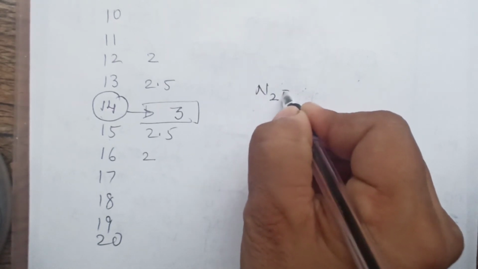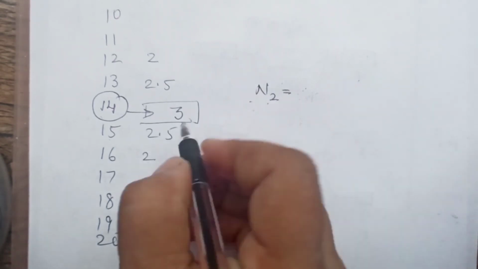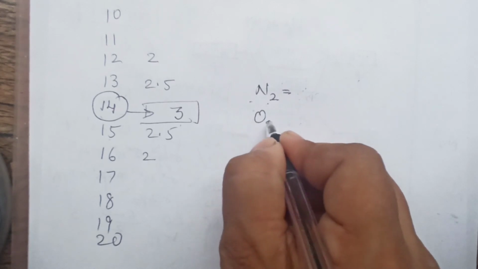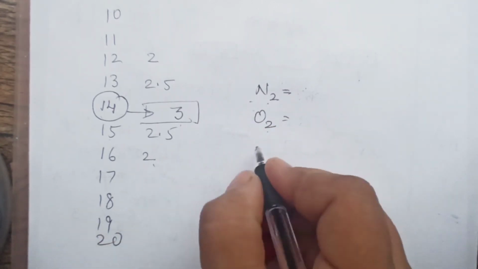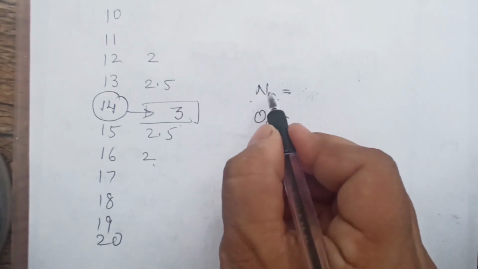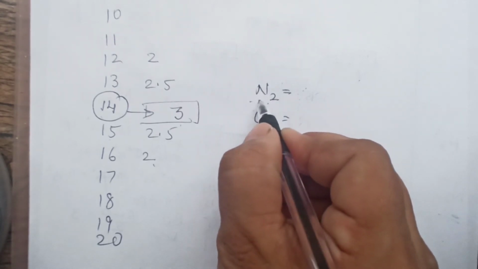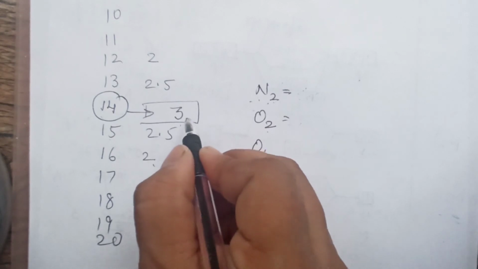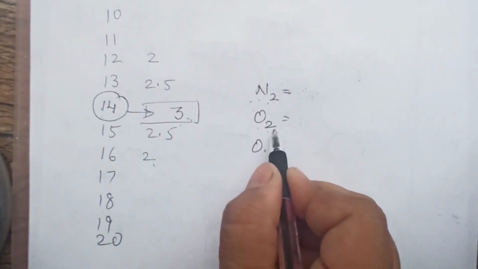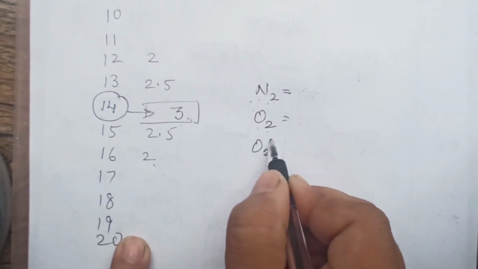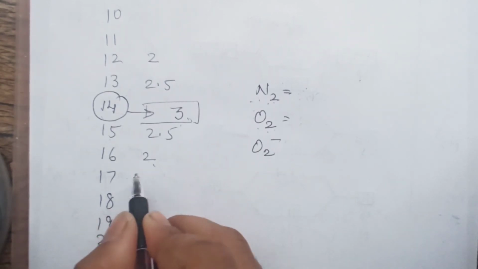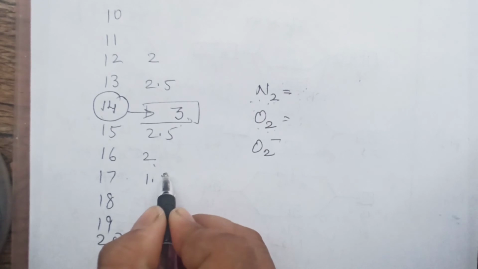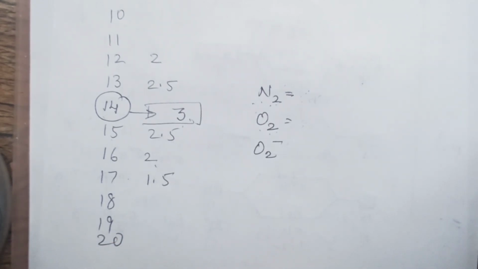N2. How many electrons does it have? 7 plus 7, 14. Bond order is 3. O2. 8 plus 8, 16. Bond order is 2. N2 bond order was 3, right? 14 electrons, bond order is 3. O2 bond order is 2. Say if I am writing O2 minus, 16 plus 1, 17. 17 means what is the bond order? Still it will differ by 0.5. Right?